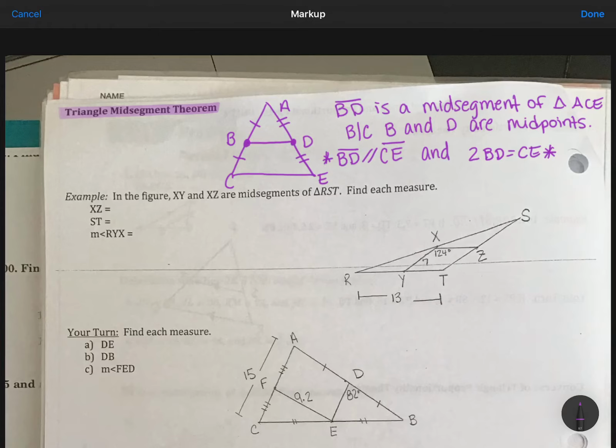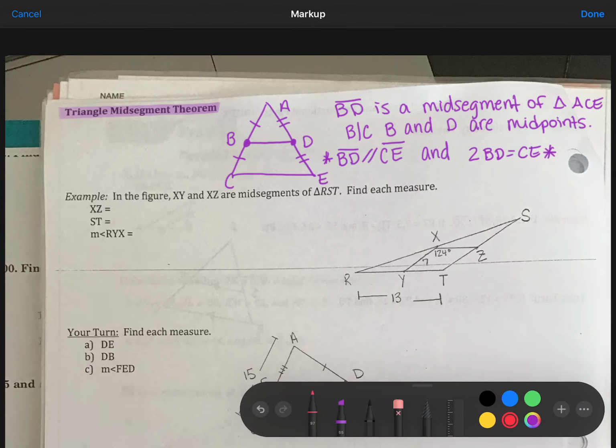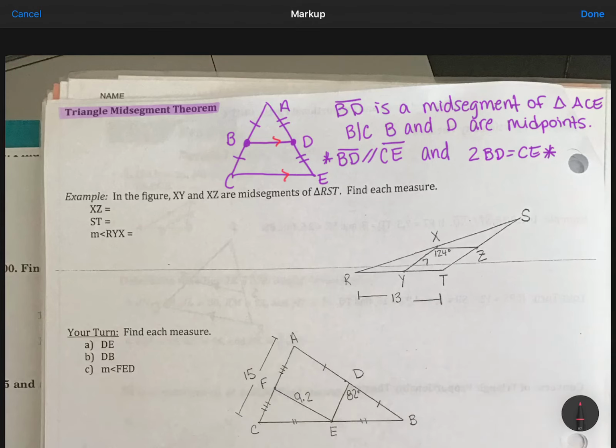If you have a midsegment, then these two pieces are going to be parallel to each other. And the length of BD is going to be half of the length of CE. So this could be 2x and this could be x. So 2 times the shorter side gives you that longer side. That's what the midsegment theorem says.